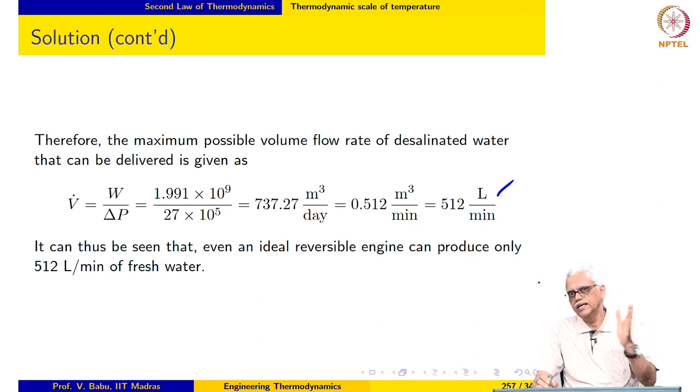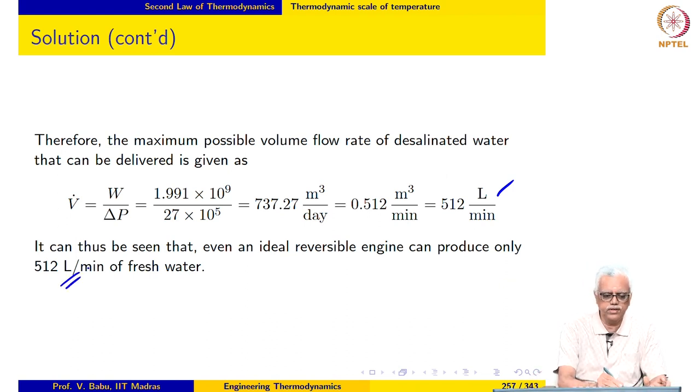Okay, assuming that it's operating, the desalination plant operates 24 hours a day. Although the energy itself is collected only for 10 hours a day, we assume that the plant operates 24 hours a day. So, we can then convert it into something like this. So, this is 512 liters per minute.